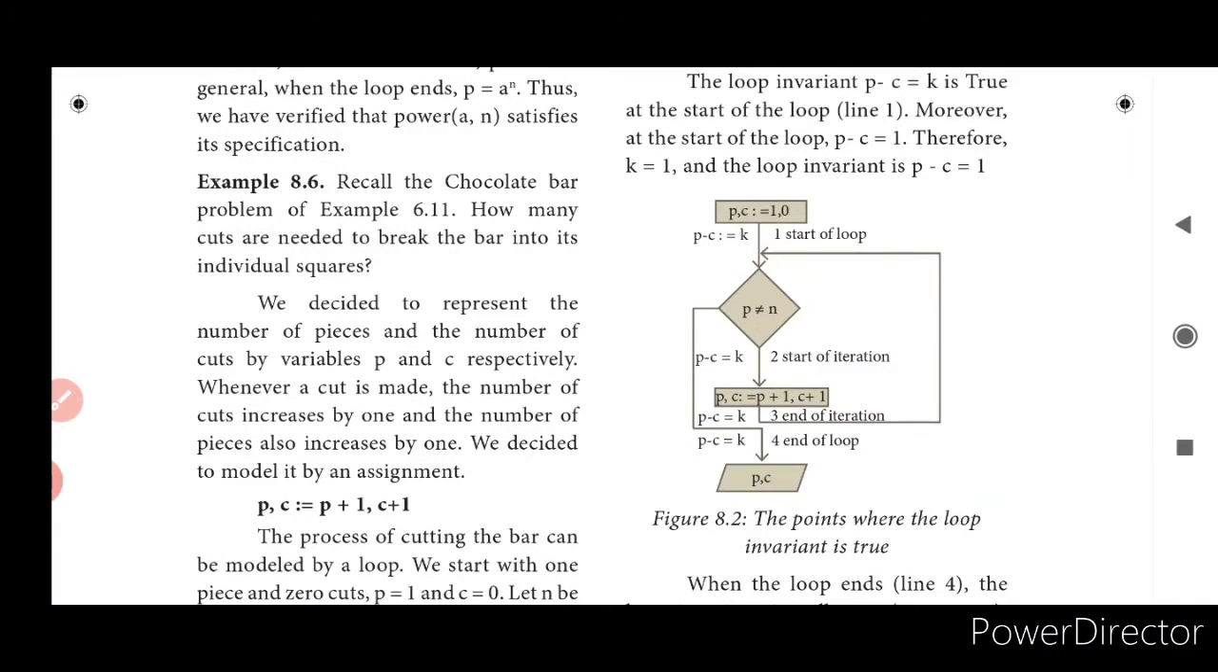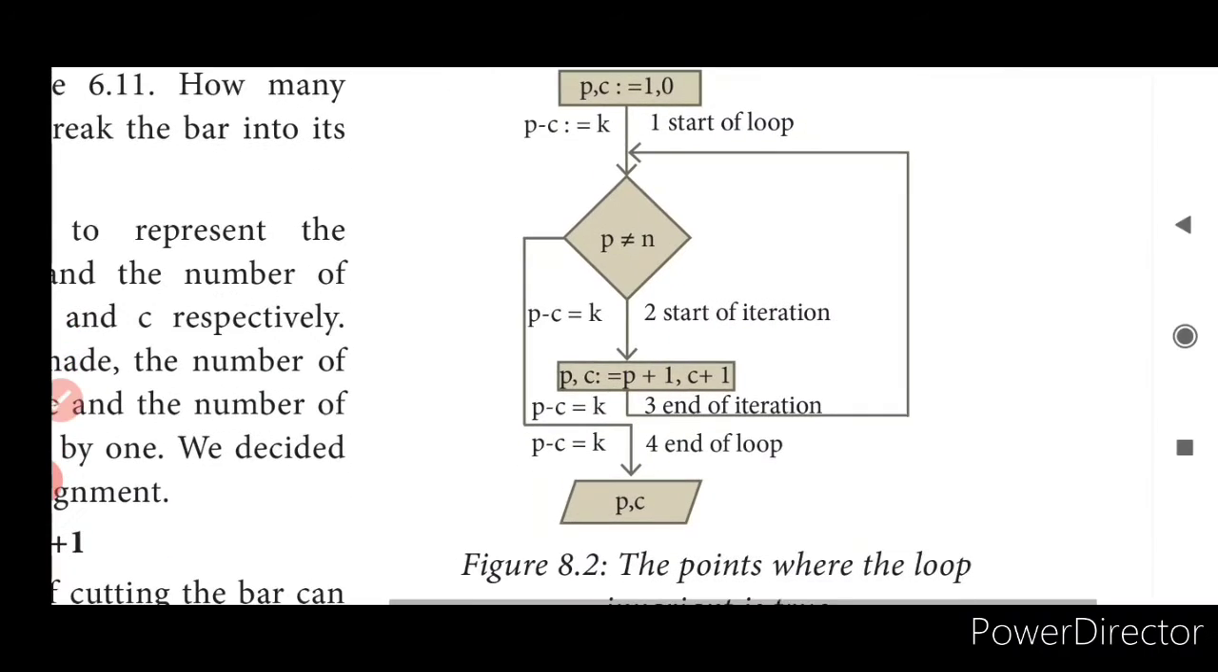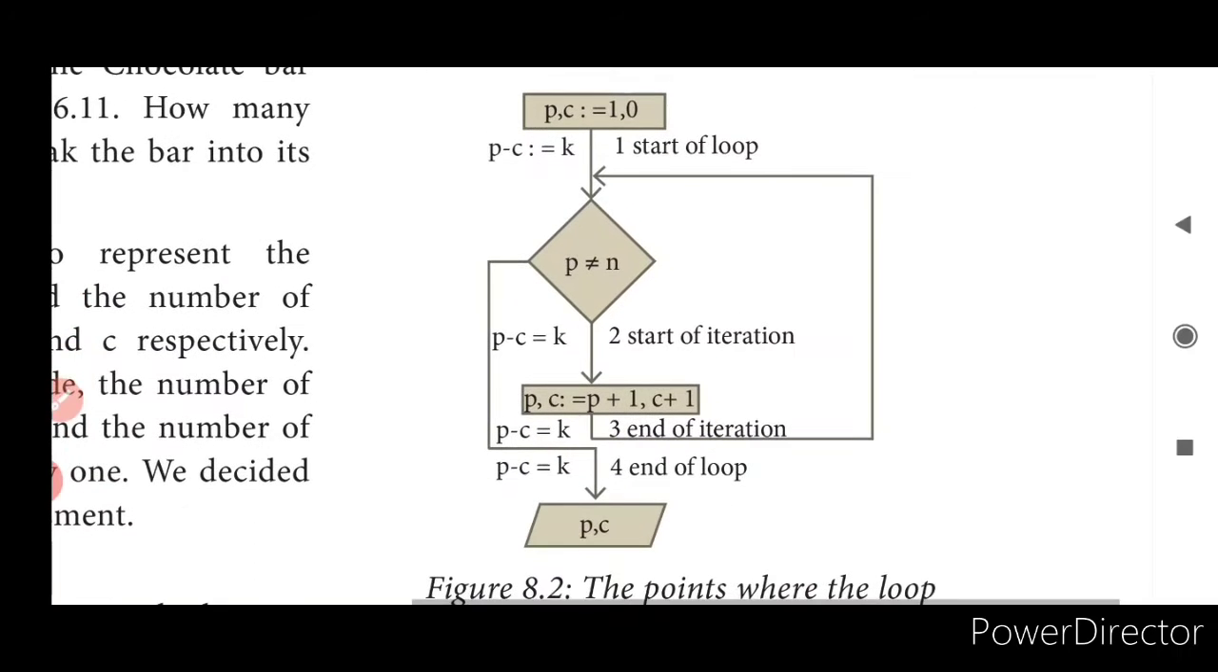So this is what is actually represented here in the flow chart also. If you represent that with a rhombus and some symbols, it is your flow chart. See, P comma C initially 1 comma 0. P minus C is equal to K. K is a constant. This is the start of the loop initially. Till what do we have to continue? Till P is equal to N we have to continue. We continue when P is not equal to N, and we stop when P is equal to N.